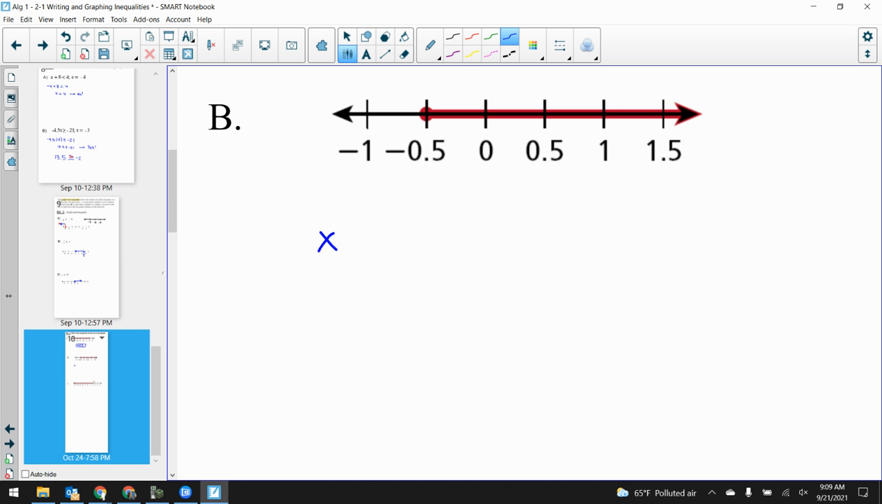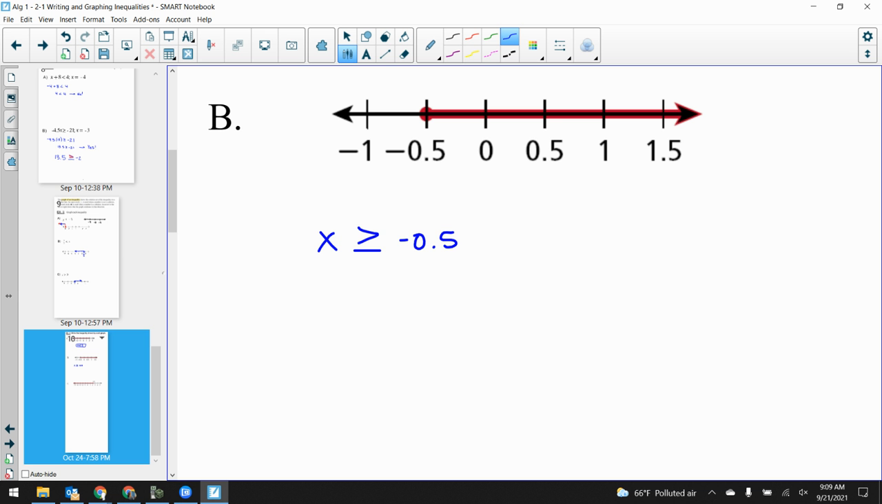Okay, for part B here. Greater than or less than? Greater than. Points to the right. Greater than or equal to negative 0.5. Now, why is it an or equal to? Because it's a closed dot. Right? It's a closed dot.